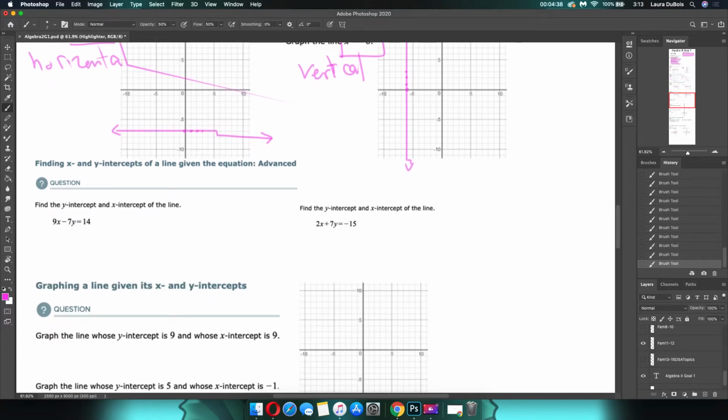Finding intercepts of the given line. Okay, so this is asking for two things. It is going to be asking for your x-intercept, and it's going to be asking for your y-intercept.